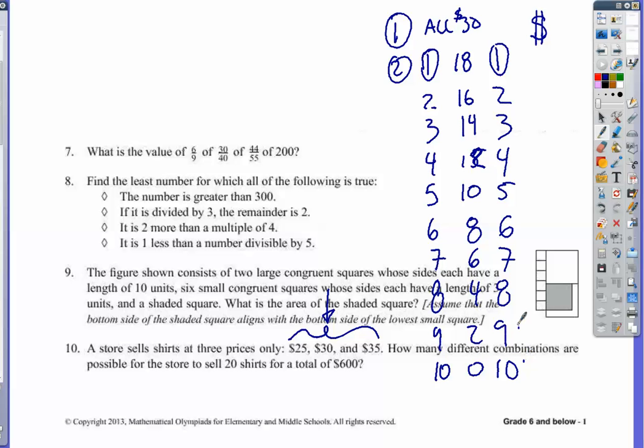So it's 1, 2, 3, 4, 5, 6, 7, 8, 9, 10, 11. I can have 11 combinations.